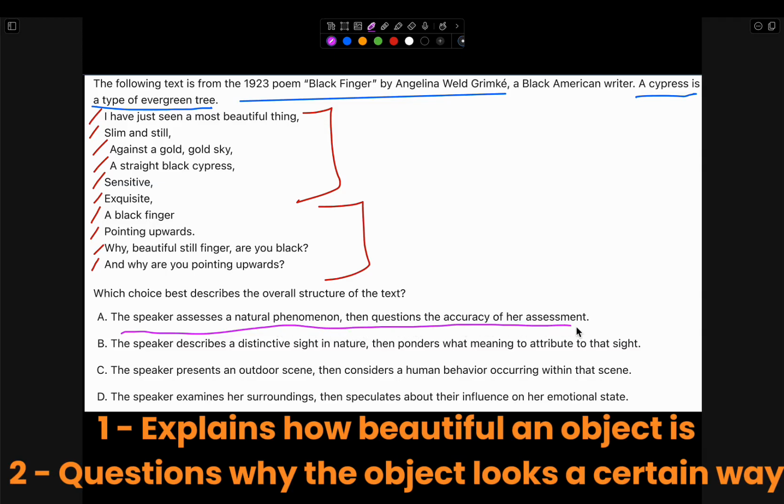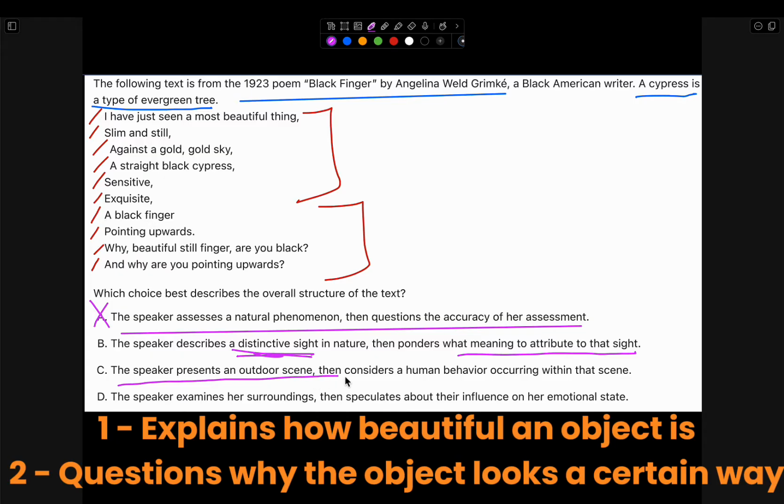Choice A says, the speaker assesses a natural phenomenon, then questions the accuracy of her assessment. It doesn't mention the beauty of the object, and it doesn't question it. Choice B: the speaker describes a distinctive sight in nature, then ponders what meaning to attribute to that sight. This mentions that there was an amazing sight in nature, and that the person is wondering what the sight means. So choice B could be correct. However, let's check the other choices.